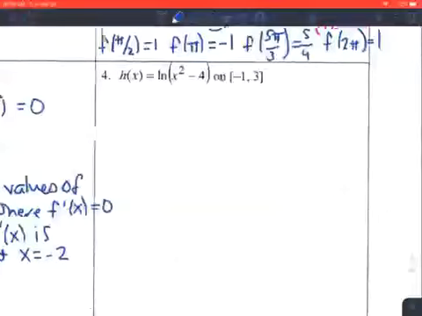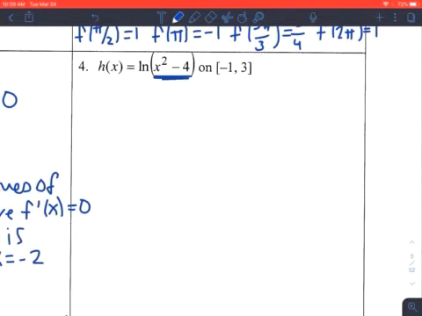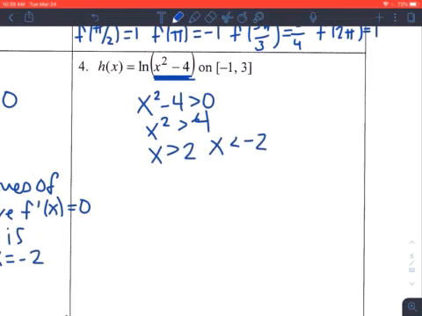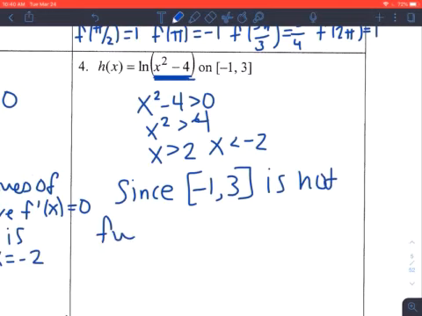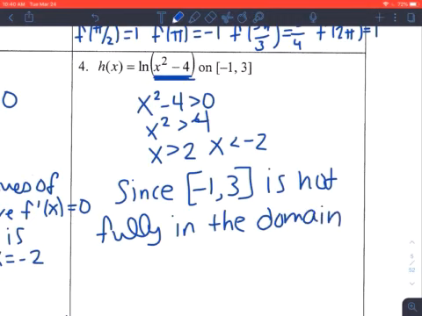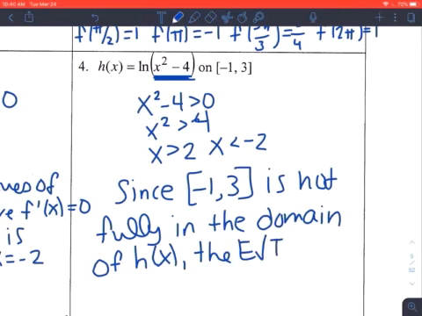All right, and then the very last one, we want to make sure that this is continuous in the domain. So we know for natural log it has to be greater than 0, so x squared has to be greater than 4. So x has to be either greater than 2 or x has to be less than negative 2. So since negative 1, 3 is not fully in the domain of h of x, the EVT does not apply.